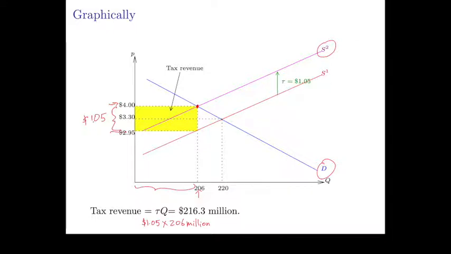So this shaded area, the area of this rectangle, is going to be the government revenue. The height of this rectangle is the tax rate. The width of this rectangle is the quantity. So the area of the rectangle is just height times width, and so that's the revenue.